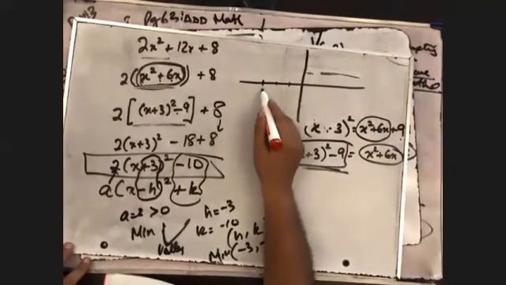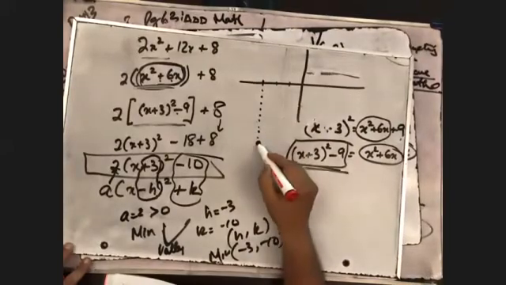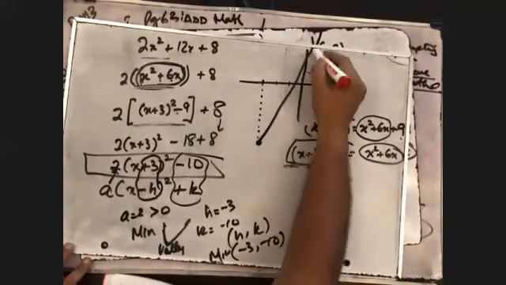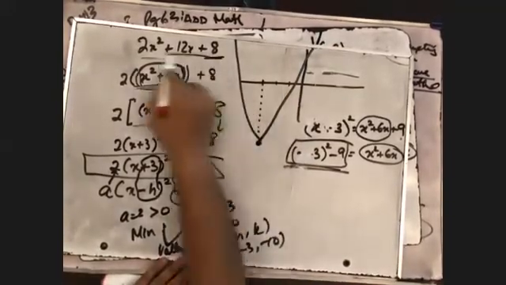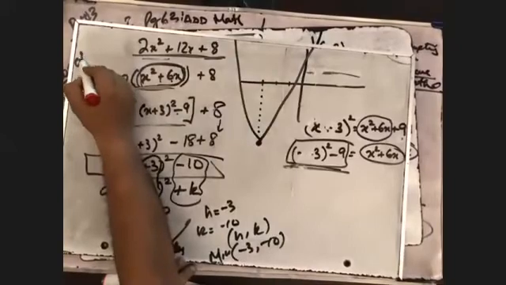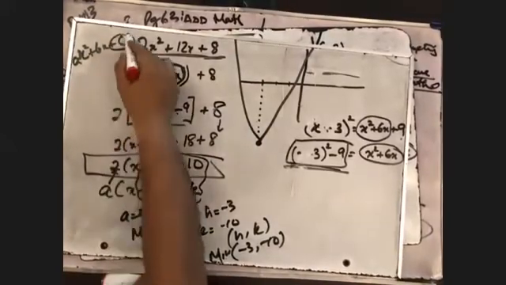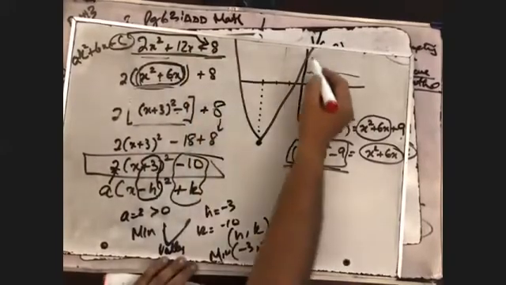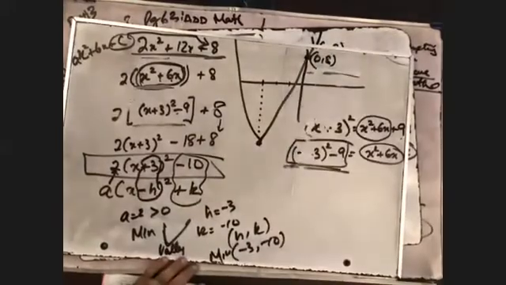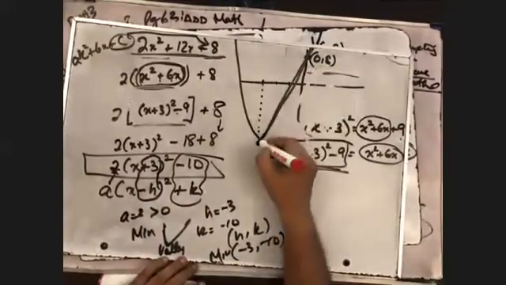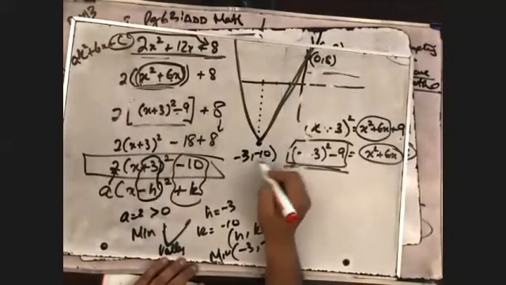Minus 3 comma 1, 2, 3, 4, 7, 8, 9, 10. This is my minimum point. And this is the ax squared plus bx plus c format. C is 8, so it passes through 0, 8. It's called the y-intercept. This is minus 3, minus 10.